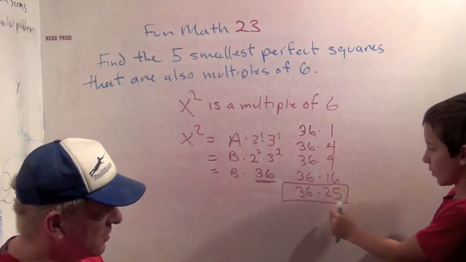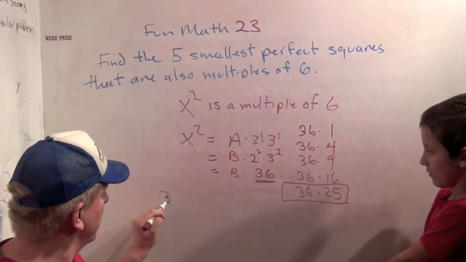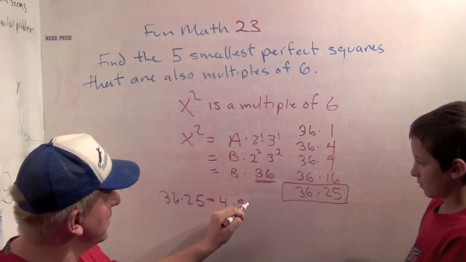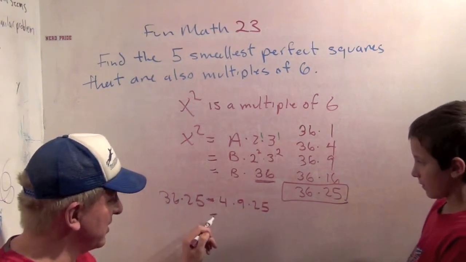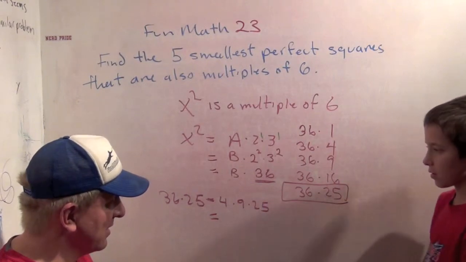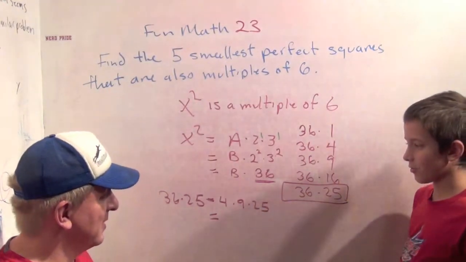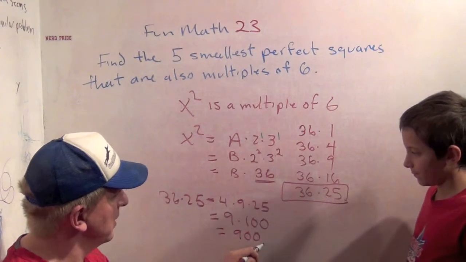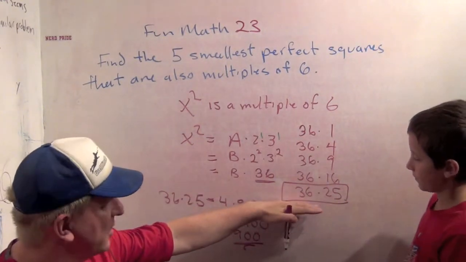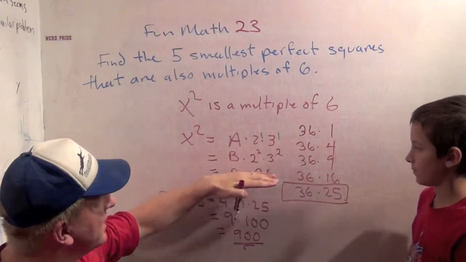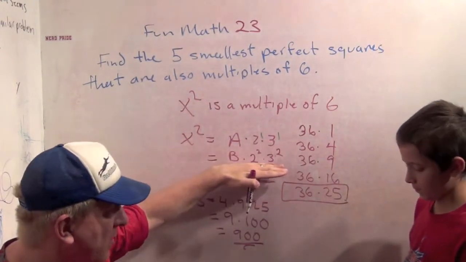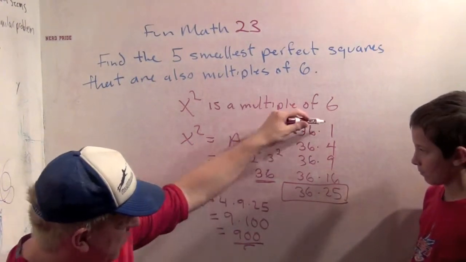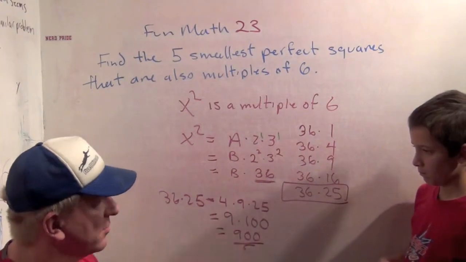Well, if you multiply 25 times 4, it's 100. Right. So 36 times 25 is the same as 4 times 9 times 25. 4 times 25 is 100, times 9, which is 900. So when we listed them all out, our last one was 900. When we thought about it, I need to have even powers of 2 and 3. That gets me to 36. And then I also have to have another perfect square: 1, 4, 9, 16, 25. Our fifth one was also 900.